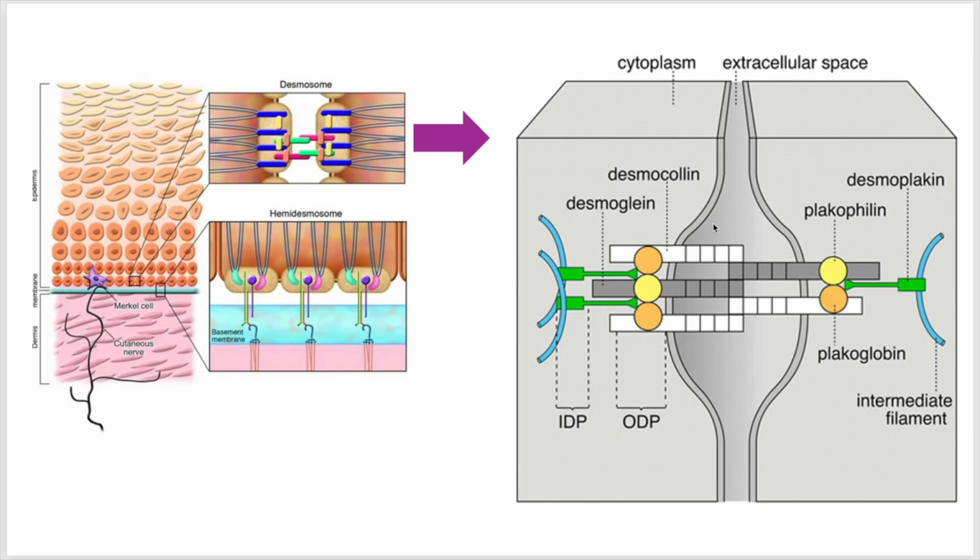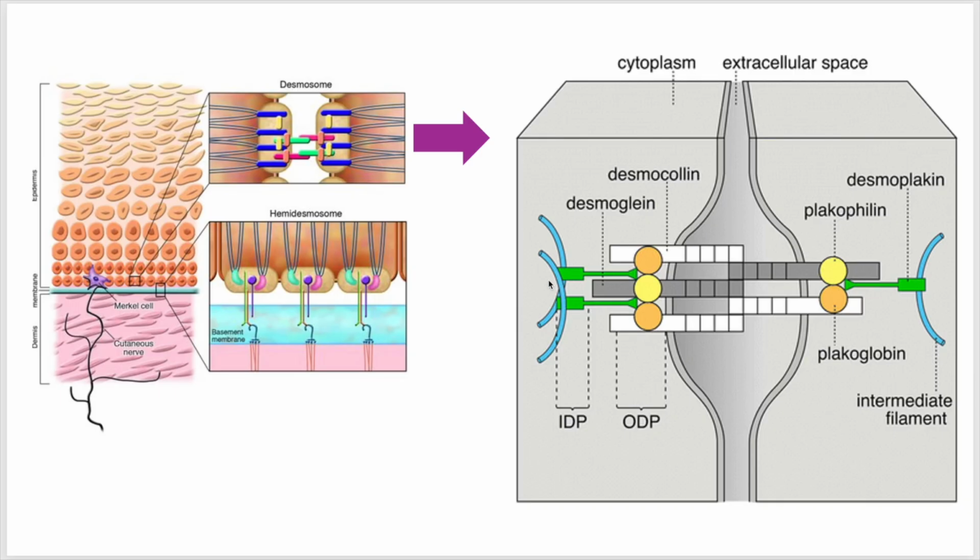This spans the extracellular space and binds the keratinocytes to each other. Inside of the keratinocytes, this connects to plakoglobin, desmoplakin, and plakophilin, which in turn anchor to the intermediate filaments of the cytoskeleton, providing the keratinocytes intracellular stability.